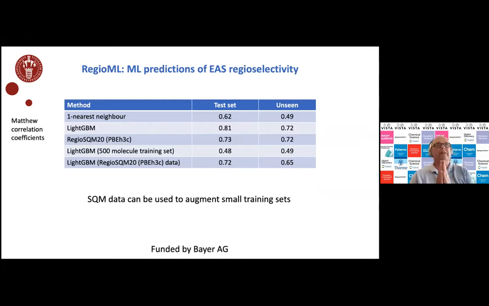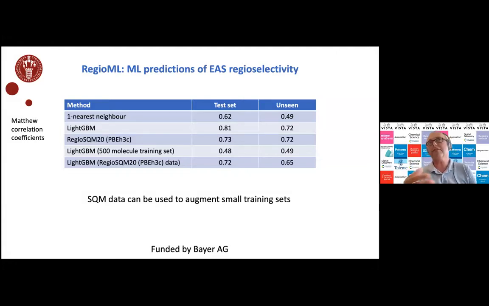So, okay, a lot of numbers here. Let's take it from the top. The first thing is that what I'm showing here is not accuracy anymore, but what's called a Matthews correlation coefficient. So it's basically a correlation coefficient. The reason I use it is because it also takes into account false positives and false negatives.